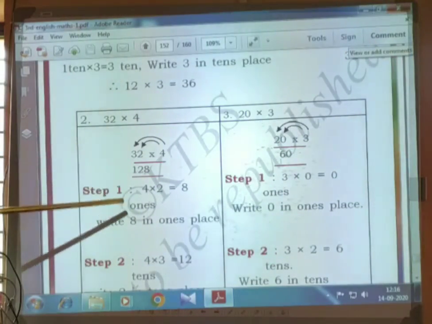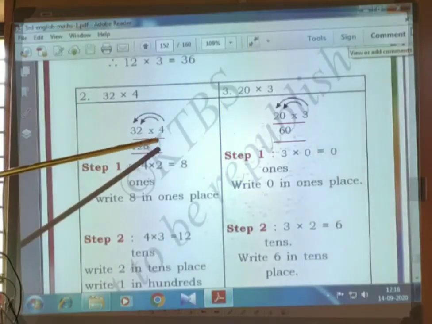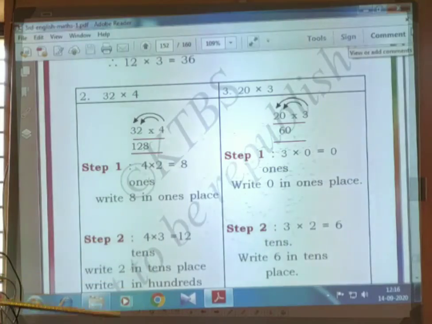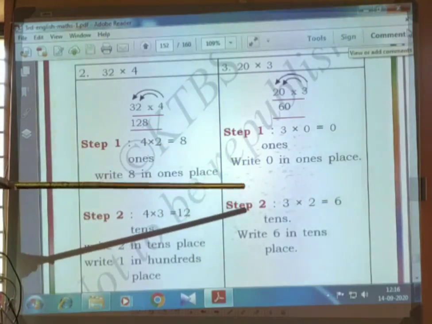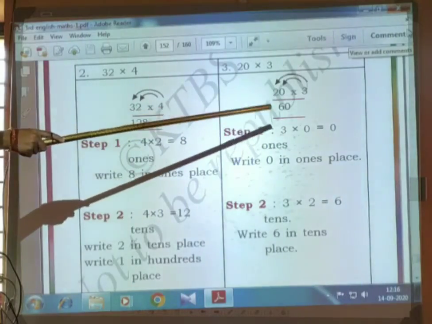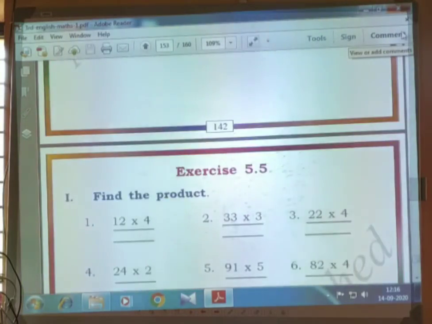32 into 4. Step 1, multiply 4 by 2, we get 8 ones. Next, step 2, 4 into 3, we get 12 tens. Another example, 20 into 3. Okay, multiply 3 into 0, we get 0. Write 0 in the ones place, and next multiply 3 into 2, we get 6 tens. Write 6 in the tens place.